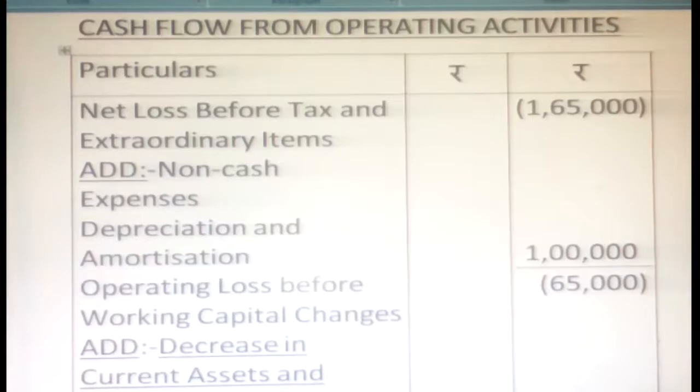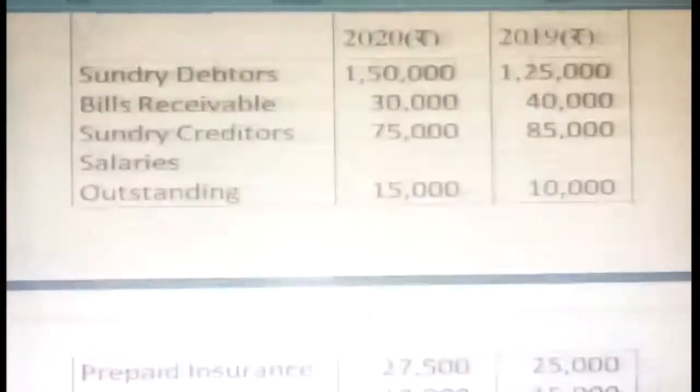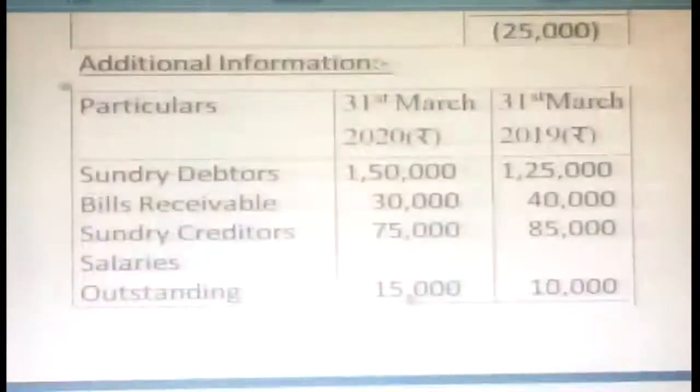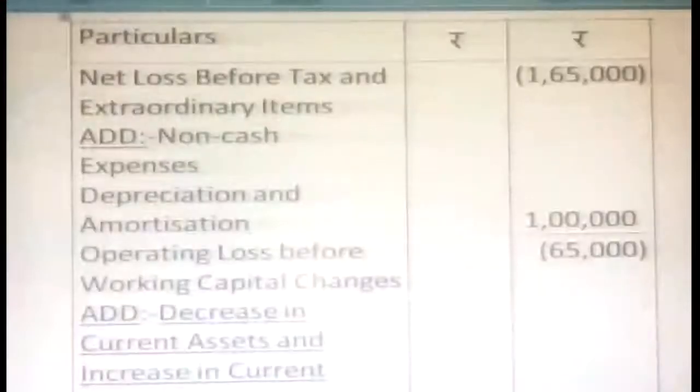Okay. Then you want to add non-cash expenses. As depreciation and amortization, we have given 1 lakh. See here, depreciation and amortization expenses 1 lakh. We are going to add once again 1 lakh. That's what we are adding here, 1 lakh. Then you will get operating loss before working capital changes 65,000.